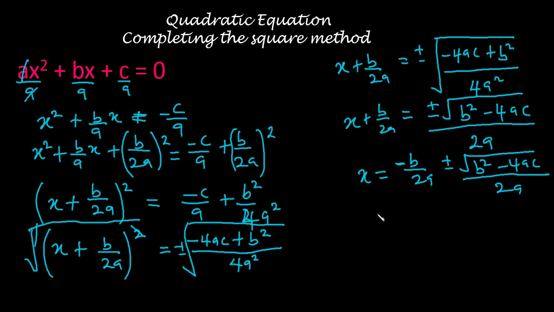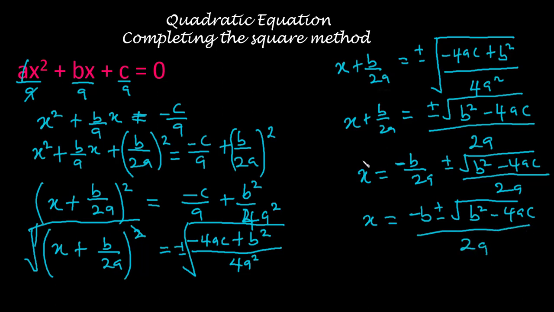Since they have the same denominator, you can easily join them together by saying x is equal to minus b plus or minus the square root of b squared minus 4ac over 2a. And this is what everybody knows as the almighty formula, and that is the end of completing the square method.